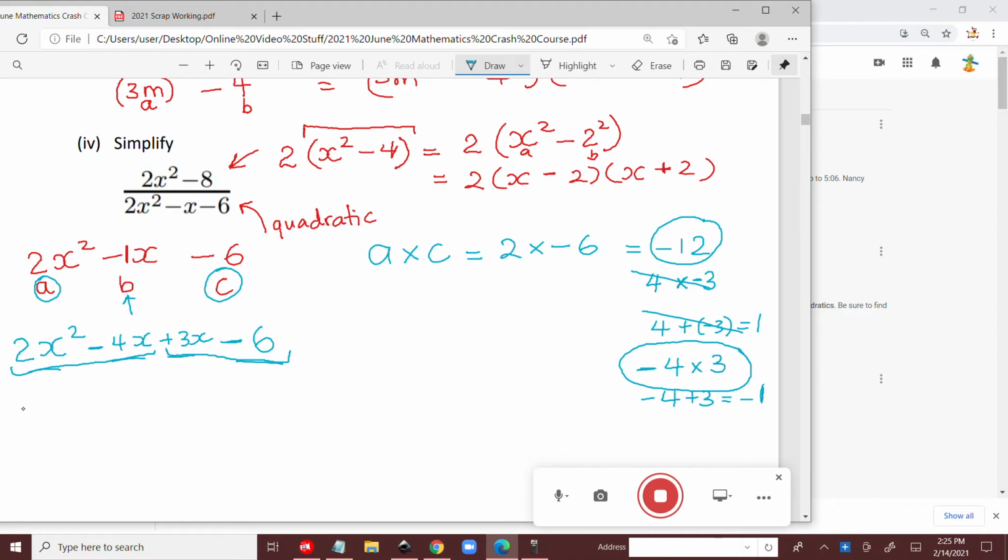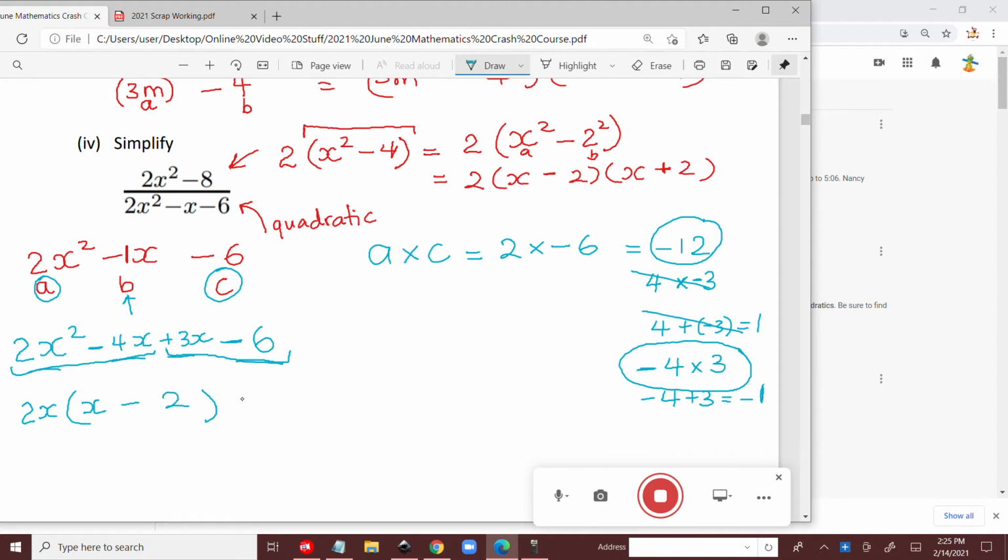So I'm going to pull out 2x from the first 2 here. So I'm pulling out 2x, okay? So if I'm pulling out 2x, that means I'm secretly visiting everybody here and dividing them by 2x. So I'm going to skip this part and just do it because you can always do the working on the side. You will get x minus 2 here.